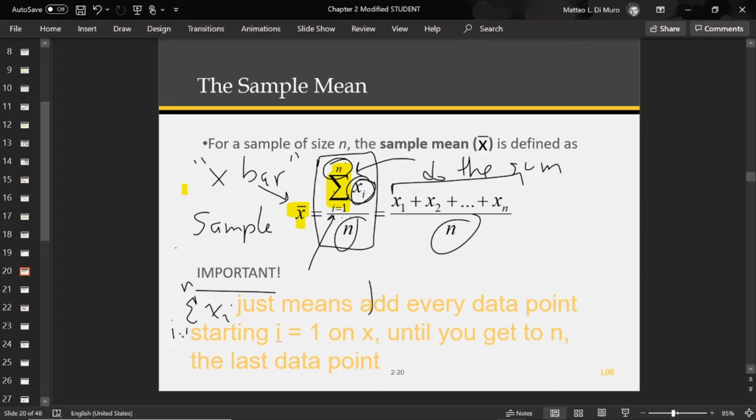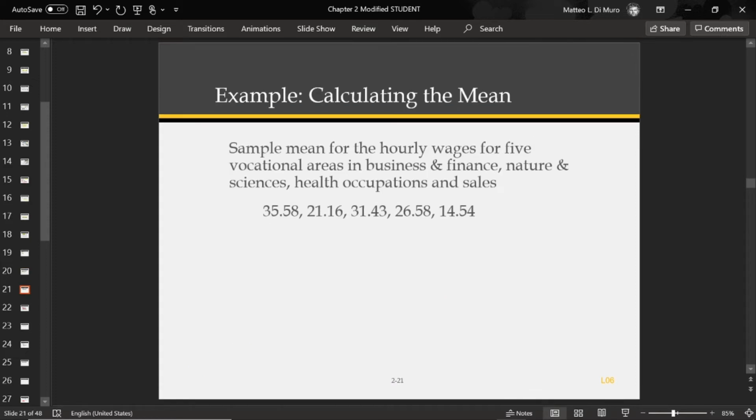There. So just so it's in your notes, the sum of every xi, that epsilon symbol, just means add every data point starting at i equals 1 on x until you get to n, the last data point. There you have it. We'll get better and better at this.